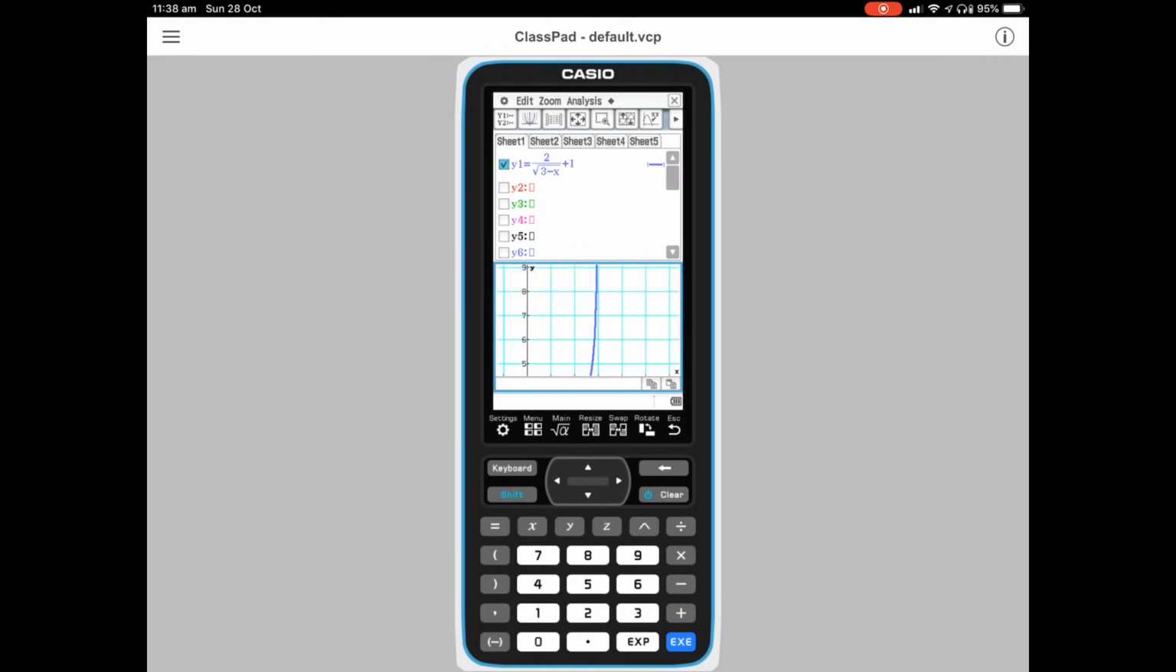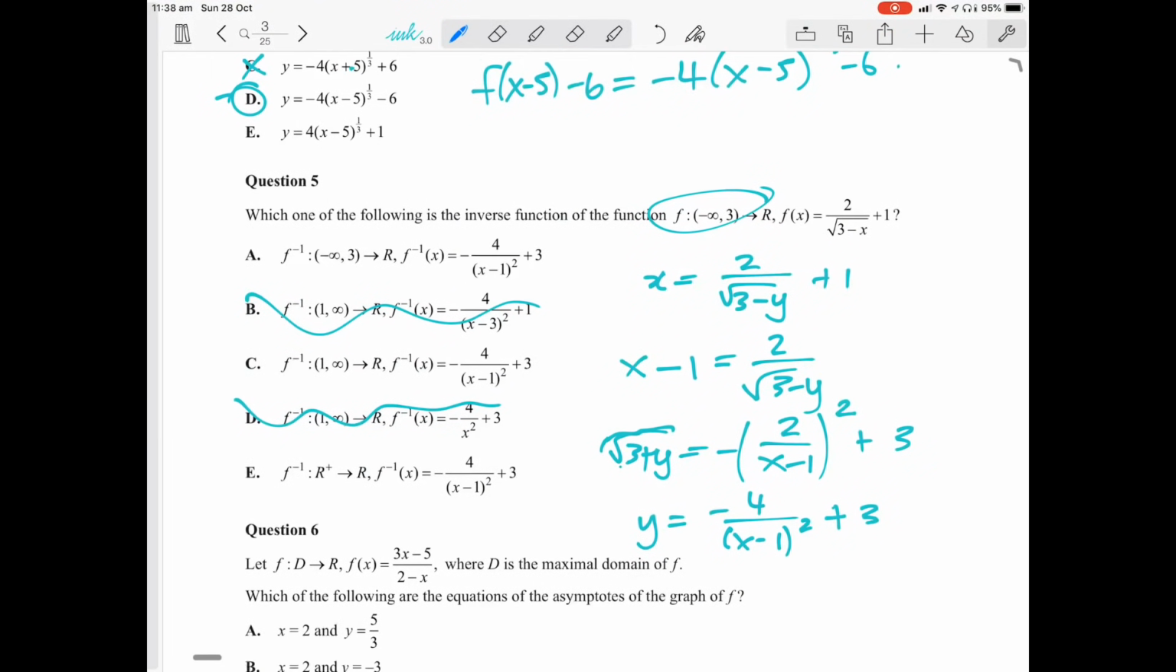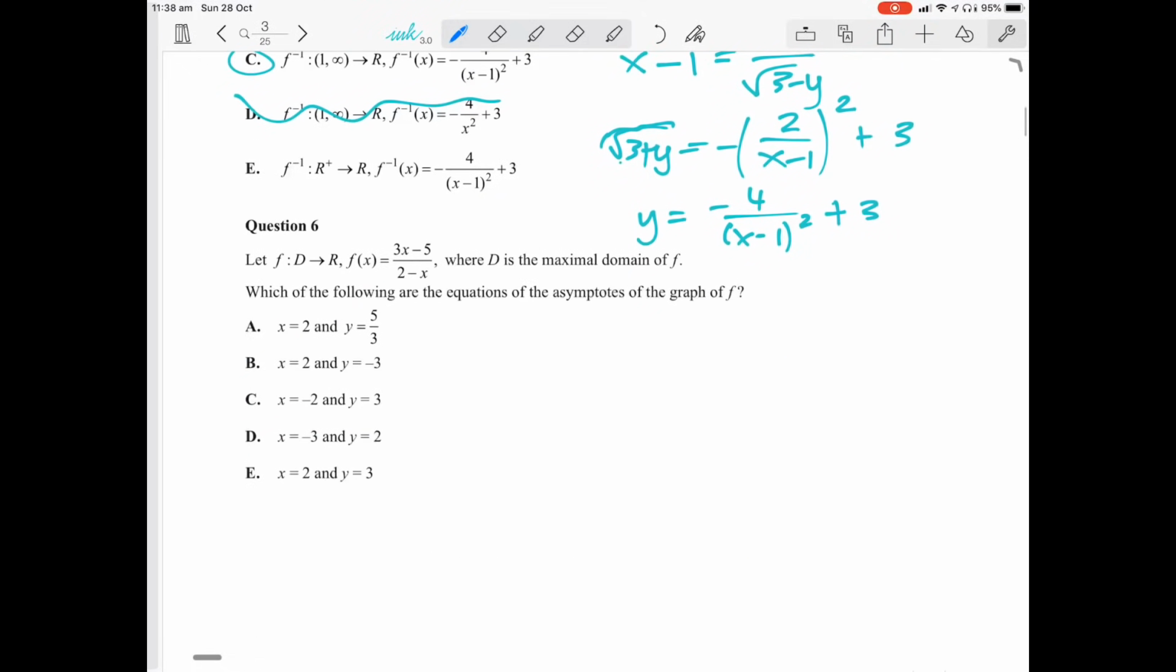Now 3 looks like it's an asymptote. So my range looks like it's from 1 to infinity. So that's going to be my domain in this case. 1 to infinity, and it can't include 1 because 1 is an asymptote.